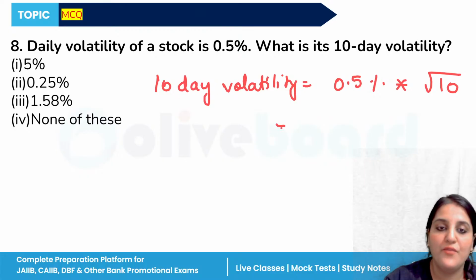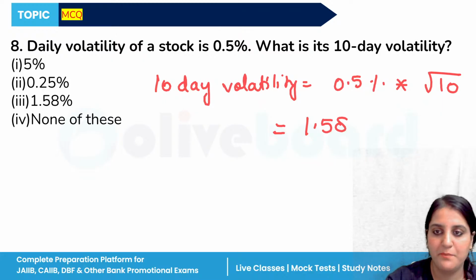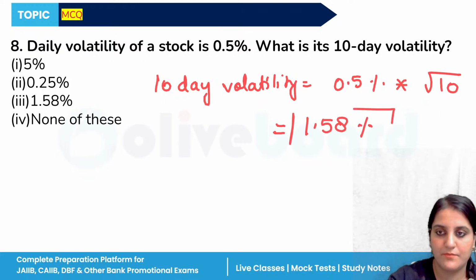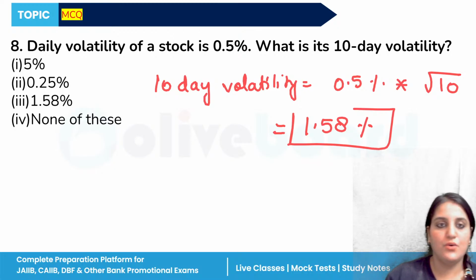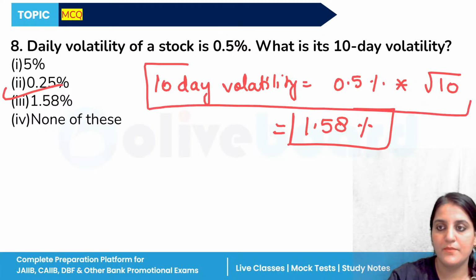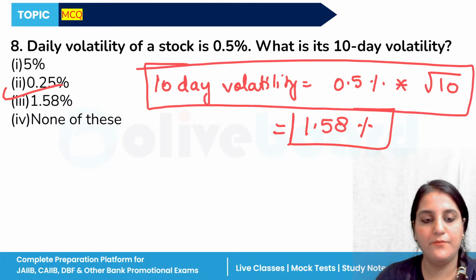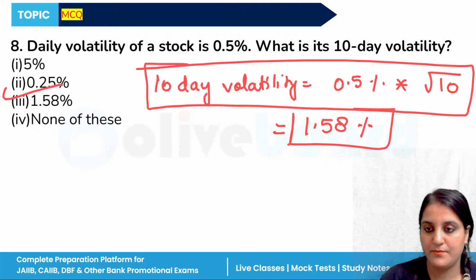So when we calculate it, it will be 1.58%. So the third option is correct. This is the formula which is useful to find these types of questions.